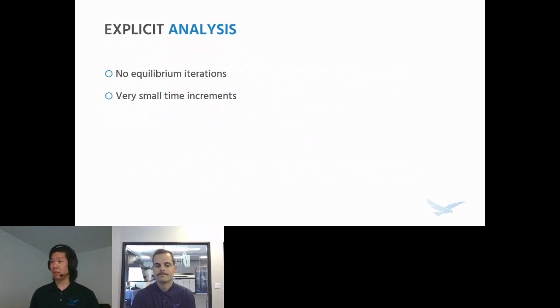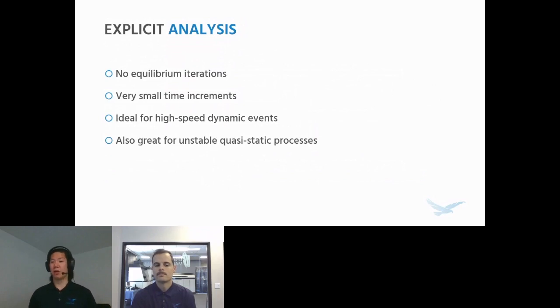Okay, so when we're talking about explicit analysis, there's no equilibrium iterations, so that problem's gone entirely. We use very, very small time increments instead, and those solve very, very quickly. And this makes this approach really good for high-speed dynamic analysis. But it also works really well when we have these quasi-static problems that are very unstable. It also gives us access to the next couple of techniques that we're going to talk about. We're going to shift away from talking about how we solve the problem and talk about how we set it up and deal with the mesh.